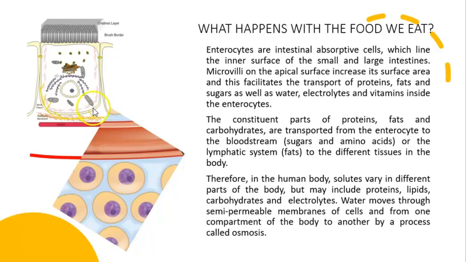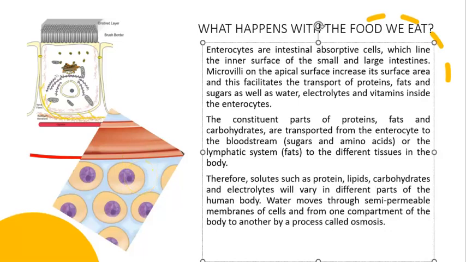So in other words, the nutrients, including water, will go from the enterocyte into this space, the white space right there. From there, it will go inside the blood. From the blood, it will go inside this blue area. And from the blue area, it will go inside the cell in this yellowish area. Therefore, solids such as proteins, lipids, carbohydrates, electrolytes will vary in different parts of the human body.